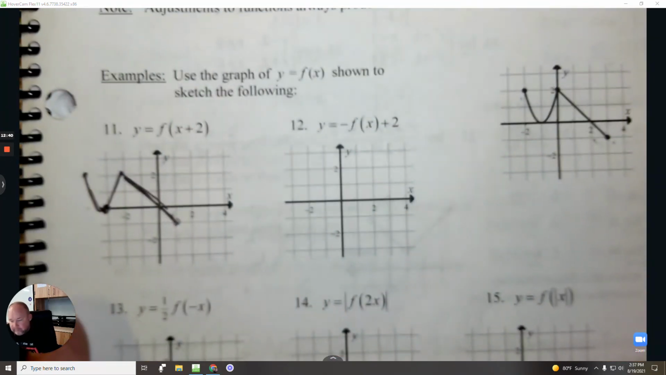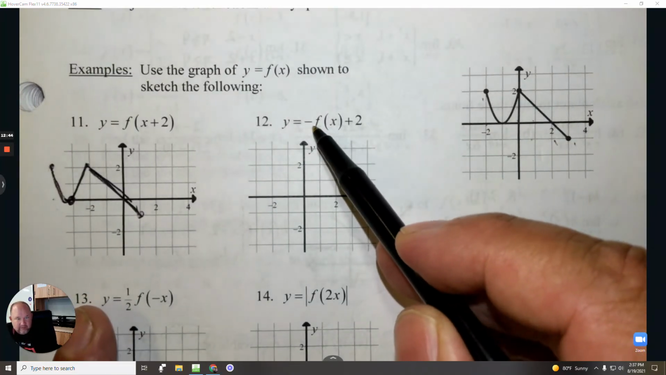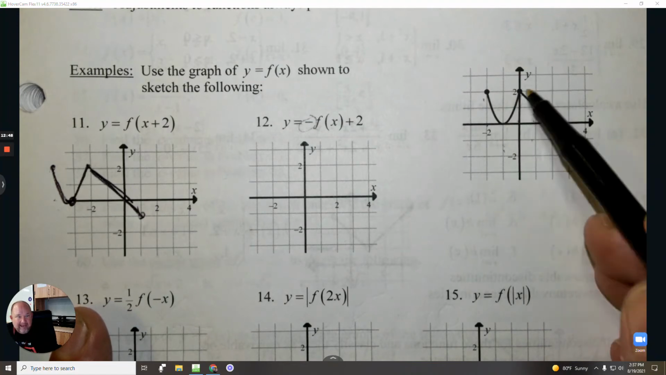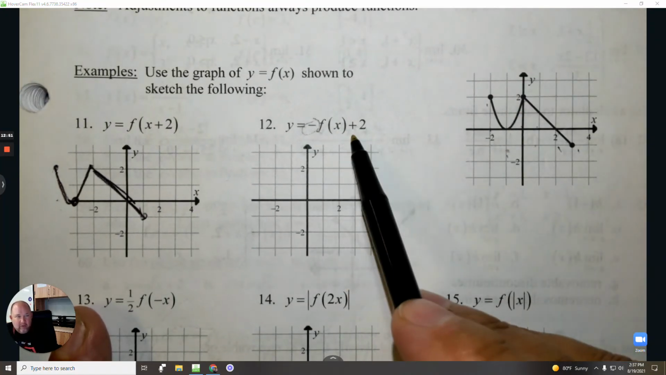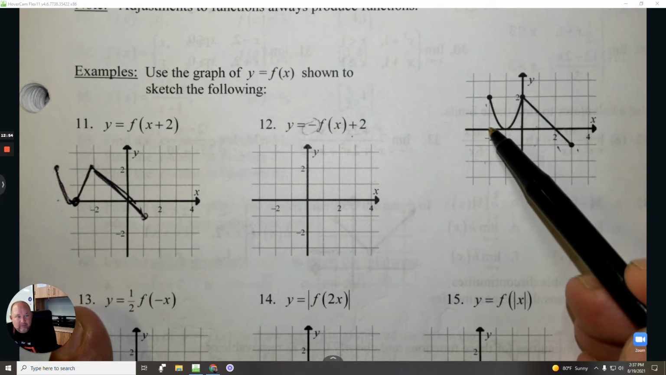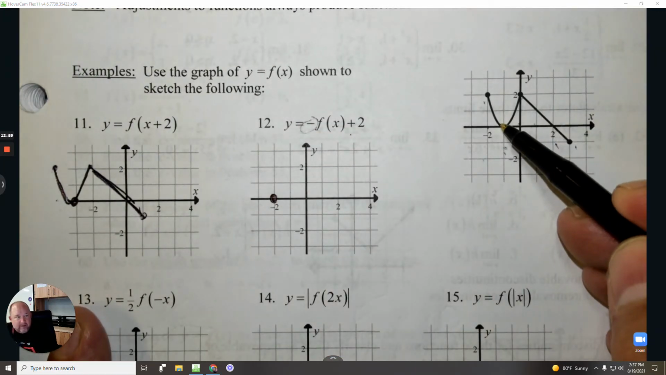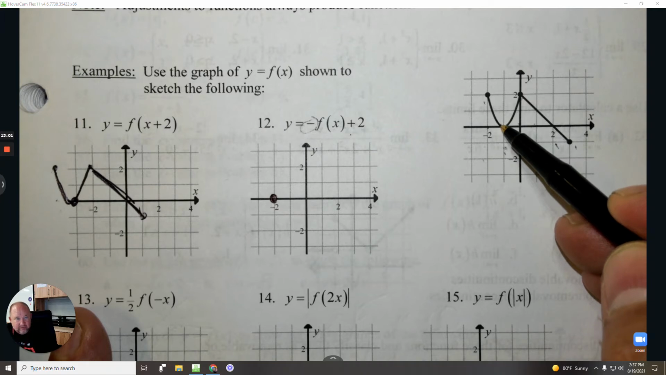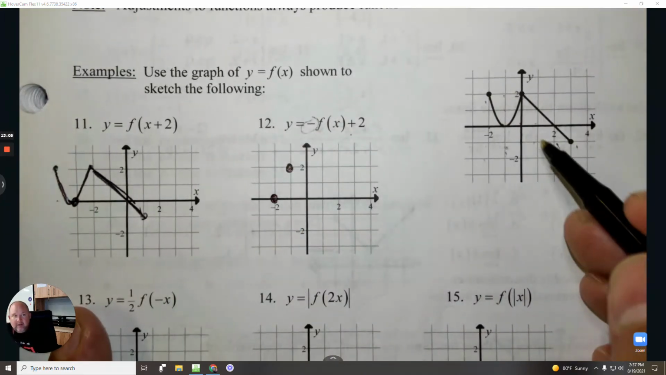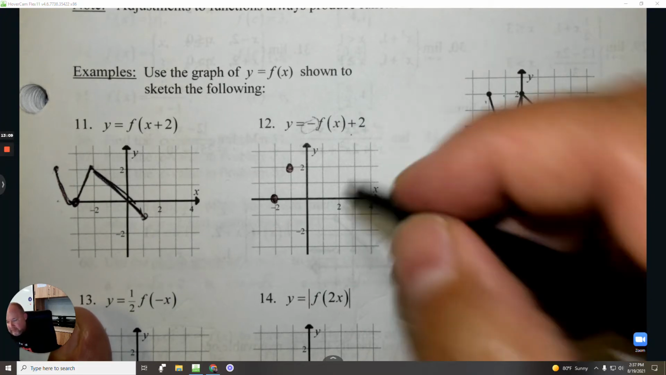All right. Number 12. So there's a reflection. This negative means it's been reflected across the x-axis. And then you go up 2. So if I reflect this and go up 2, -2, 0. If I reflect it, it stays here on the axes, and then we go up 2. Here, reflect, it goes to -2, and then up 2, it's 0.